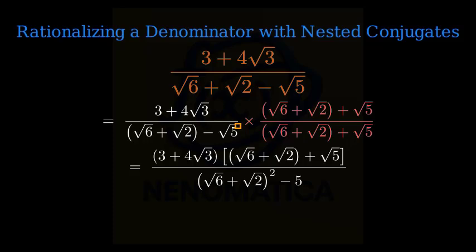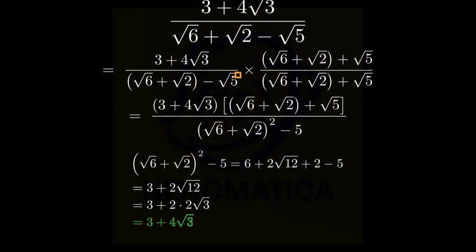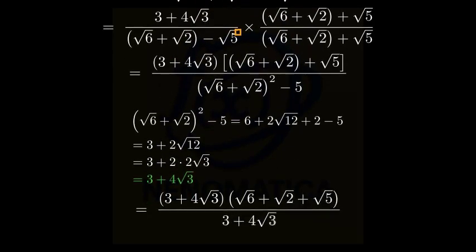And since the square root of 12 is 2 times square root of 3, the denominator becomes 3 plus 4 square root of 3. We substitute this simplified denominator back into the main fraction. Step 4. We now see the same factor, 3 plus 4 times square root of 3, in both numerator and denominator. These cancel to 1, leaving only the conjugate factor in the numerator.